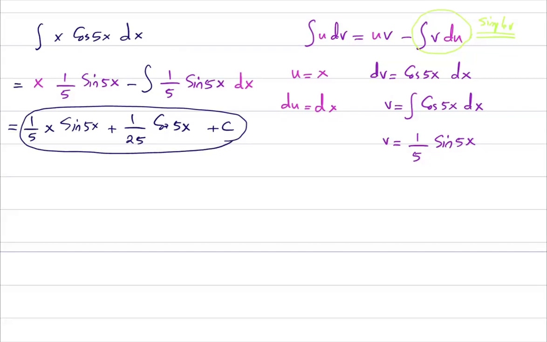So integration by parts makes it very easy for us to do the computation, right? Let me just rewrite this as cosine 5x. And here you have sine 5x.